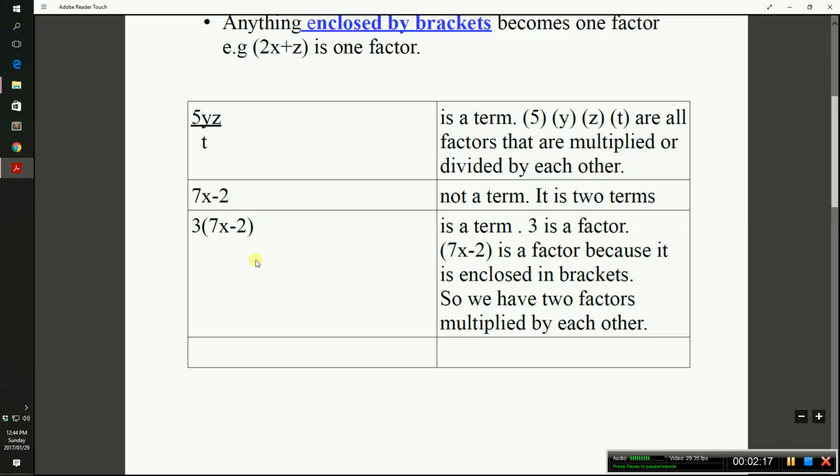Now the third example, we also have 7x minus 2 here, but notice that it's enclosed within brackets. Now if it's enclosed within brackets, it becomes one factor. So here we have two factors, the 3 and the 7x minus 2, which is enclosed in brackets. So we have a factor times a factor, and a factor times a factor means that it's one term. If you have factors that are either multiplied or divided by each other, it forms one term.